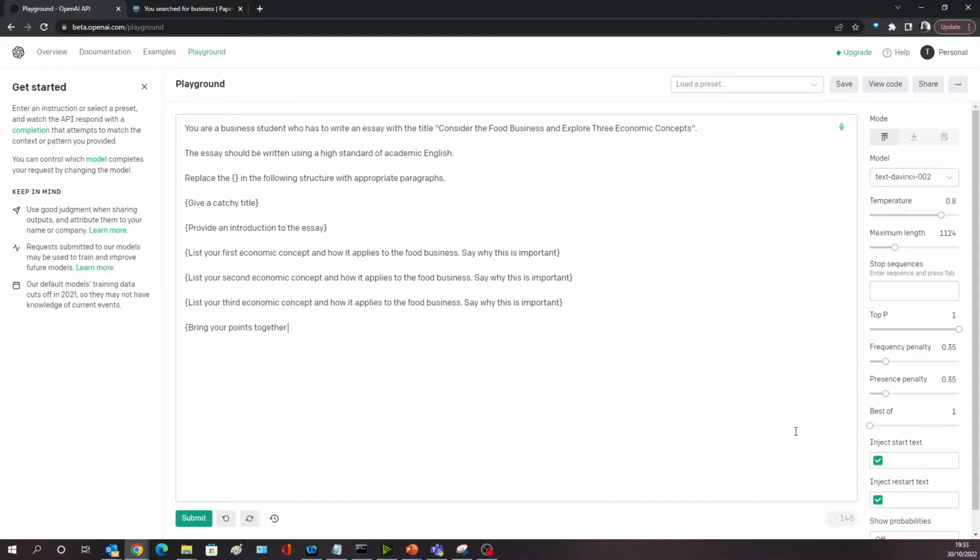Let's say something like bring your points together with examples. This is quite generic, and provide a conclusion. And let's see what that does. I've got these settings set so it can be quite creative, so that it can hopefully not reuse points too much. Let's just push these penalties up a little bit to see what it does and click submit.